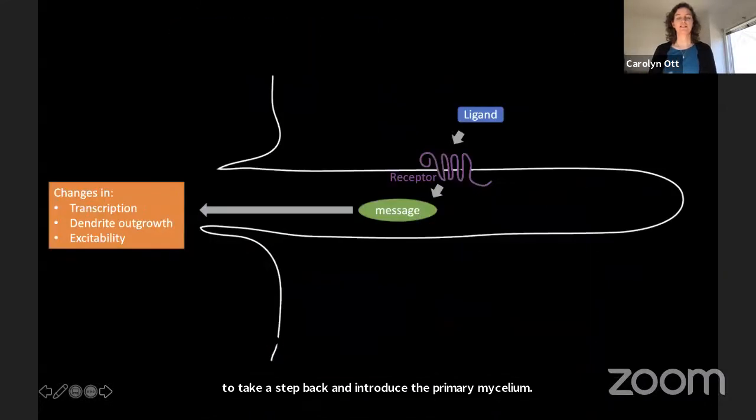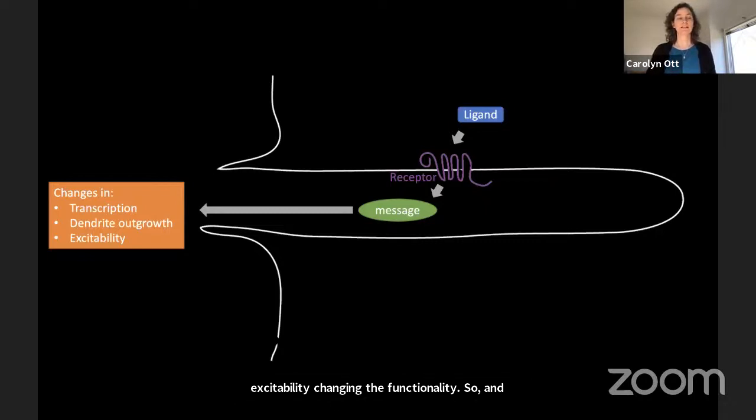There we go. So this is a kind of a simplification. Receptors concentrate in the plasma membrane of the primary cilia. When they encounter ligand, they initiate signaling cascades and second messengers enter the cell body, and these can cause changes in things such as transcription, dendrite outgrowth, excitability, changing the functionality of the cell.